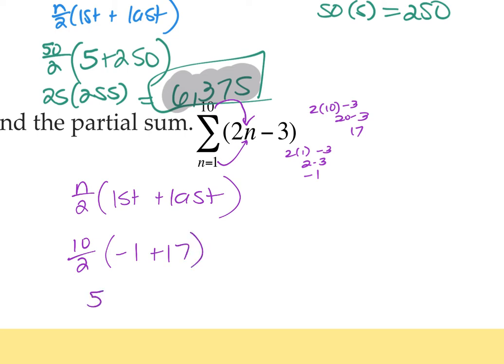So then this is 5 times 16, or 80. Now with 10 terms, it wouldn't be impossible, but you could plug in 1, then 2, then 3, then 4, then 5, then 6, then 7, then 8, then 9, then 10, and add them all together, okay? It won't be that small of a term on a quiz or a test, so you definitely need to know that formula. Questions?